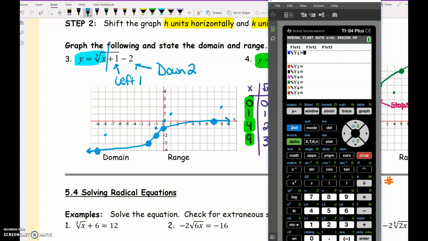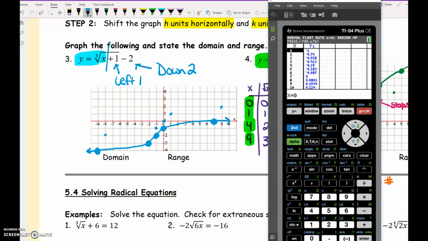Now, if you wanted to, you can go into y equals, use your math button to find your cube root function, cube root of x plus 1, move outside of the radical, minus 2. There's the graph. If you do second graph to get the table, you can pick out some of these points. It might just be a little bit more difficult to find the points. We've got the points (negative 9, negative 4), (negative 2, negative 3), (negative 1, negative 2), (0, negative 1). And then we want to keep going to find that other point, (7, 0).